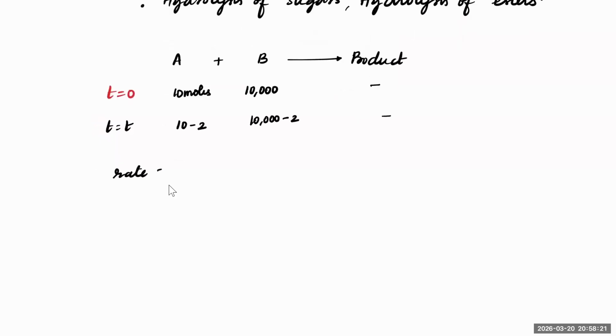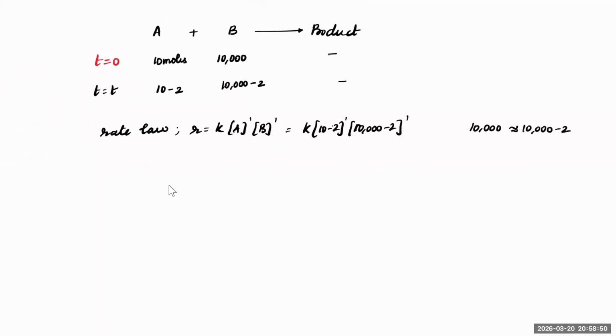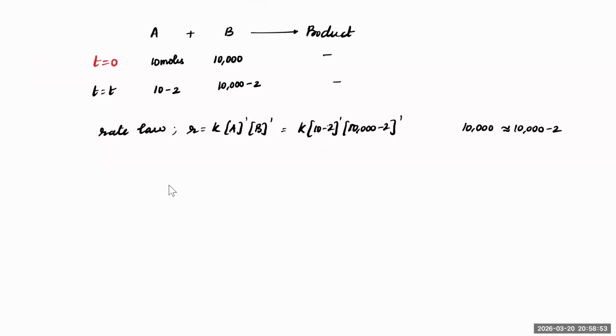If it is an elementary reaction, as per the rate law, rate can be written as K into concentration of A power 1 into B power 1. And you notice that this will be K into (10 minus 2) raised to power 1 and (10,000 minus 2) raised to power 1. Now I can say this 10,000 value is almost the same as 10,000 minus 2. Even if you subtract 10 also, hardly that is going to change.